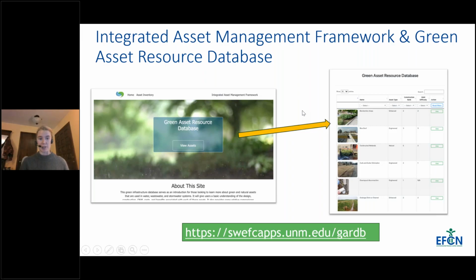We do a lot of trainings on this. We also have the Green Asset Resource Database, and that database is a really great summary of different types of green stormwater infrastructure, what they can look like, and the relative ease of maintenance, installation, and cost for each of those different types. So I'd recommend checking out that database. It's a really great resource. And that link again is in that green box at the bottom of the screen.